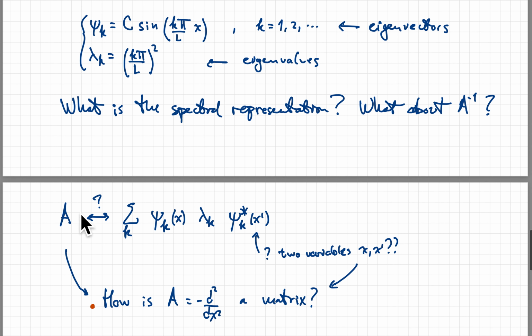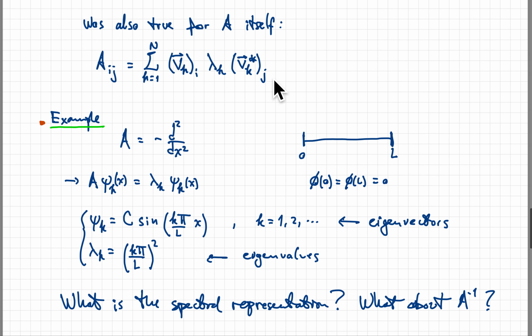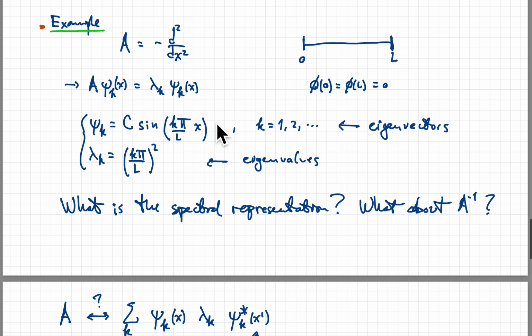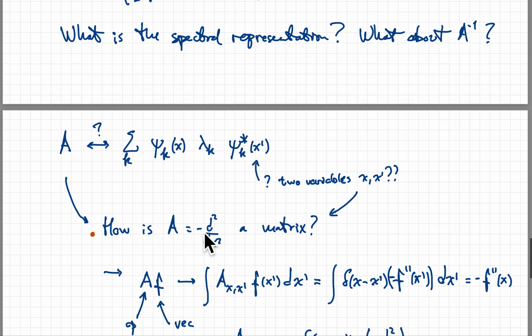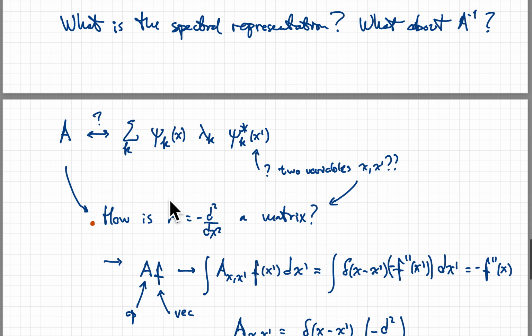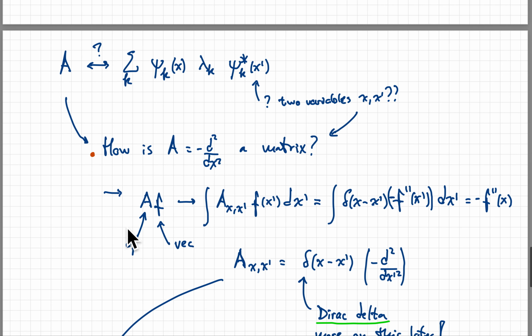If we're going to write A in terms of this sum, something that looks like this, we're going to have two variables, x and x prime, in the same way as up here we have i and j, which is fine because we have an object with two indices, which is a matrix. But how would that work out in this way? How is A, the second derivative with a minus sign, a matrix? Well, the way to think about that is that when we apply an operator to a function, what we're really doing is an integral.